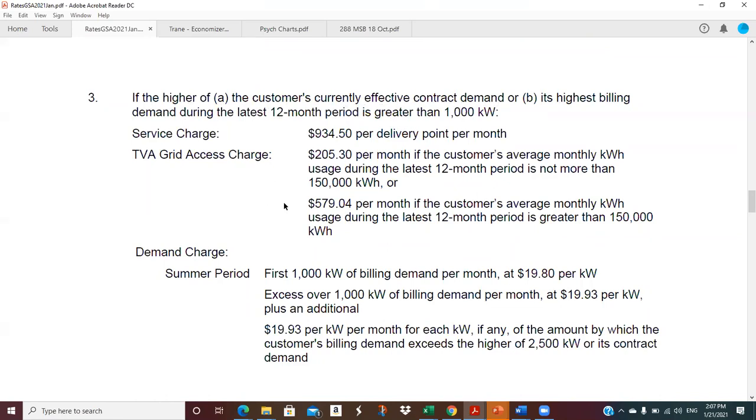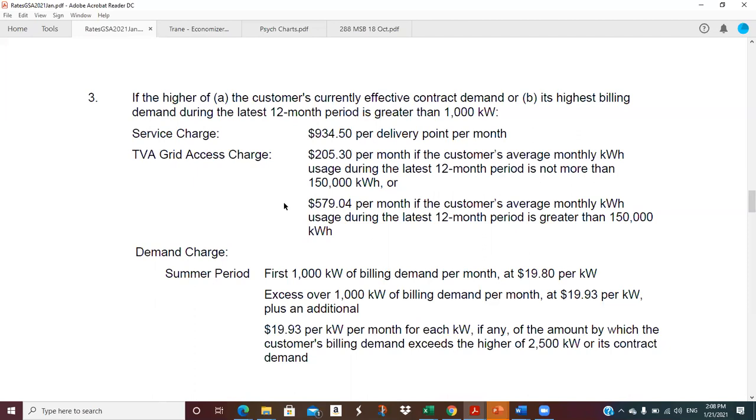Well, just think about yourself. You go out of here and you get together with some buddies and you start up a little business, and you have to set up electrical service. You sit down with the guy and he goes, service charge, $934.50 a month per delivery point. That's per meter. Delivery point is a meter. So if you rented some big place and it had 3 meters, holy crap, I'm paying 3 times this a month and I haven't bought anything yet.